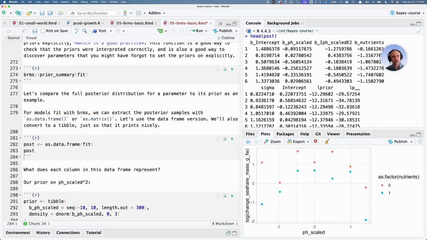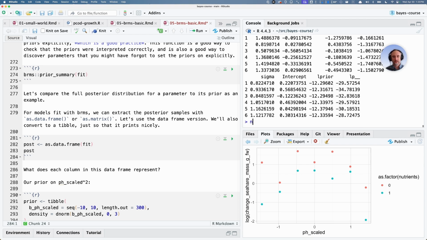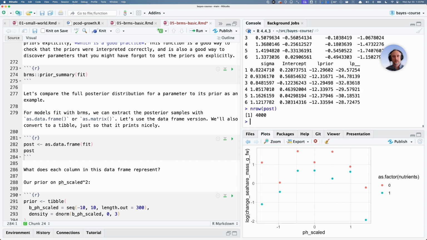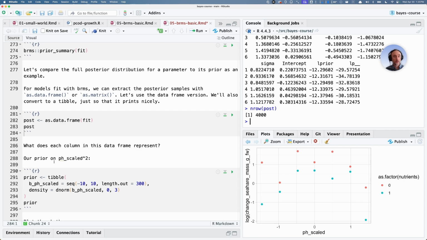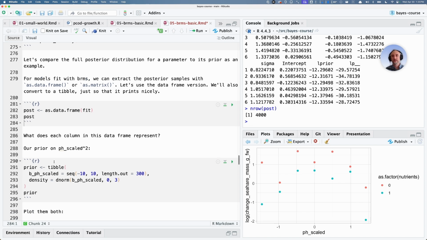And then each row is an MCMC sample. So if I look at the number of rows, I get 4,000, which is 1,000 times 4 chains. And that's after warm-up. The warm-up has been discarded for us, as it should.